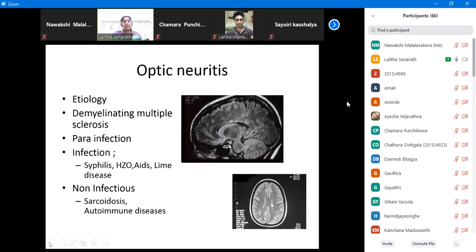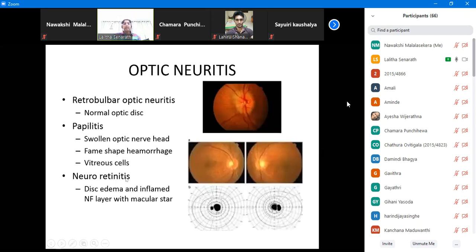Then the optic neuritis. Optic neuritis is a swollen inflammatory optic nerve head due to inflammation of the optic disc within the eye. Actually, the starting point is the retina and it ends at the posterior eye globe. Then retrobulbar optic neuritis is beyond the sclera. The optic nerve inflammation is beyond the sclera.